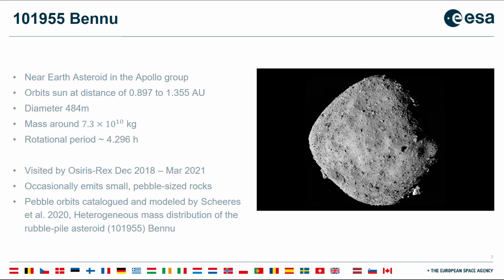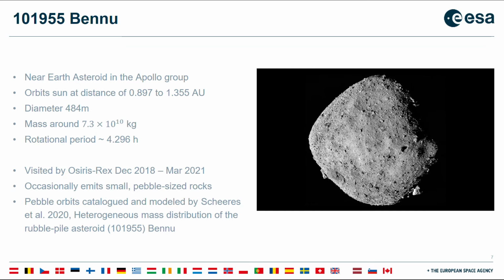This asteroid was visited by the Osiris-Rex mission from December 2018 to March 2021. The main purpose of the mission was to acquire some material of Bennu and then bring it back to Earth. So the return trip is still on the way. But during this mission, the Osiris-Rex spacecraft found that Bennu occasionally emits small pebble-sized rocks.